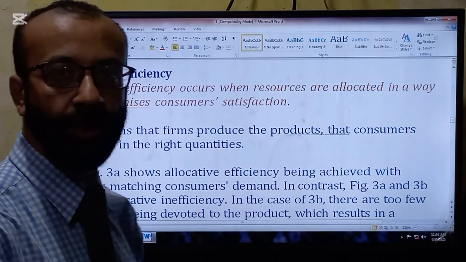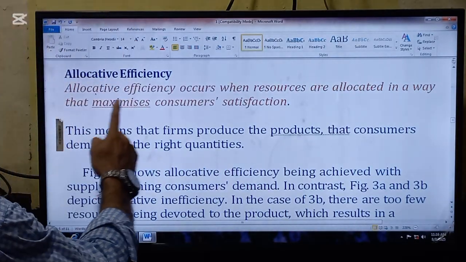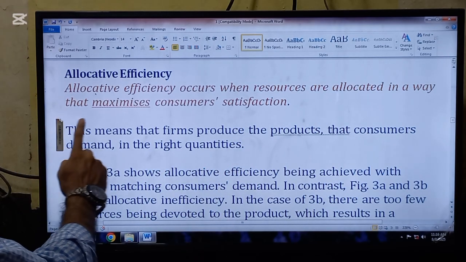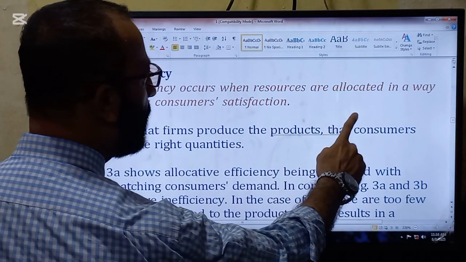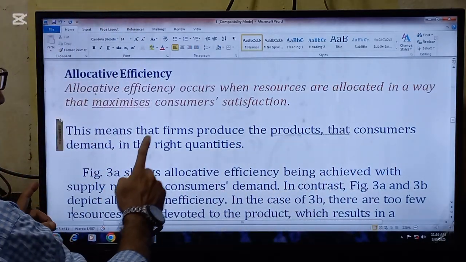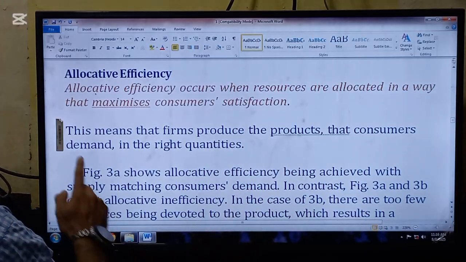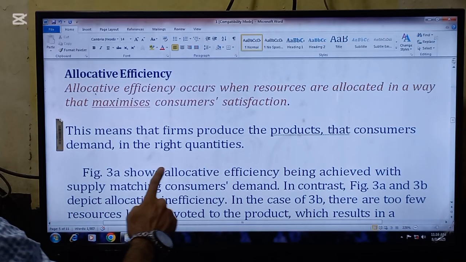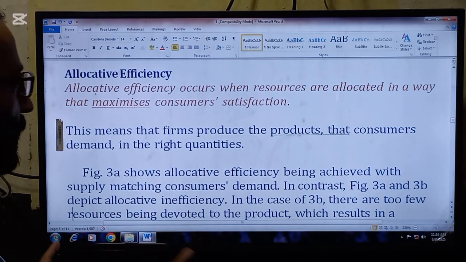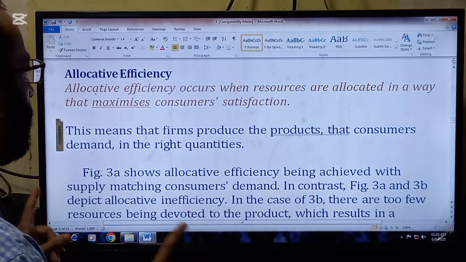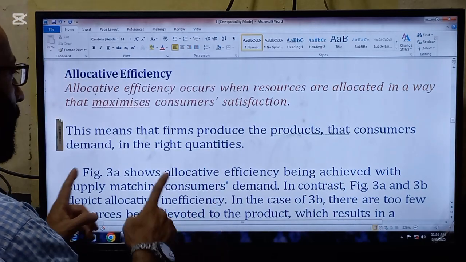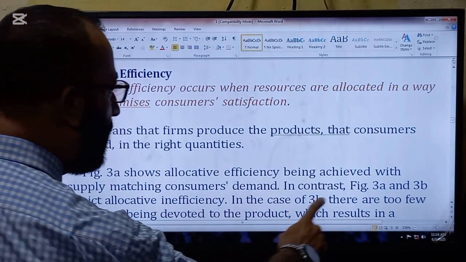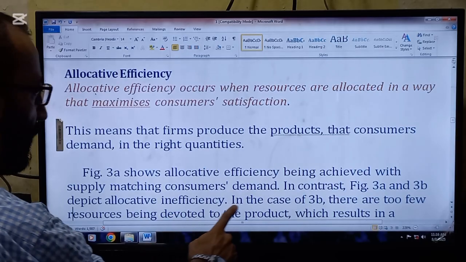The next thing that we are going to read in the lecture is allocative efficiency. And here is the definition of allocative efficiency. Allocative efficiency occurs when resources are allocated in a way that maximizes consumers' satisfaction. This means that firms produce the products that consumers demand in the right quantities. So these are the two very important things in this case: the right product should be produced and in the right quantity.